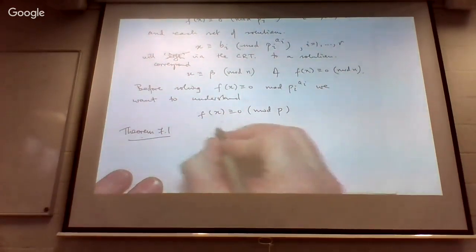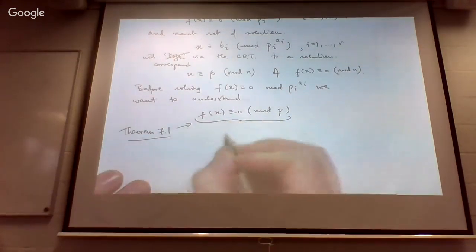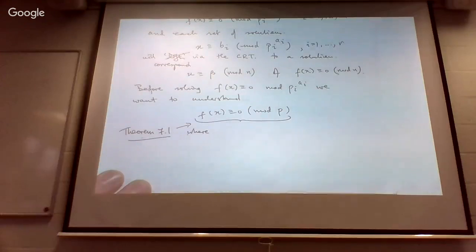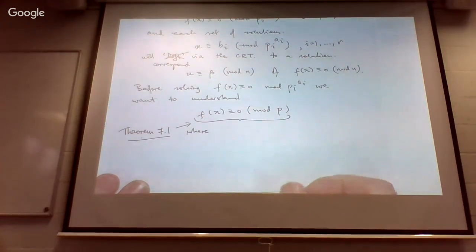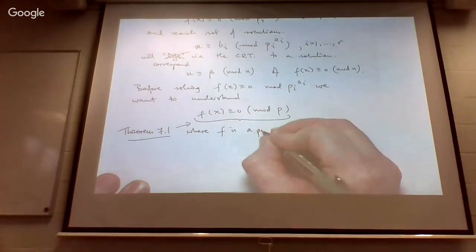So in 7.1, we're looking at this situation here, where f is a polynomial of degree n.